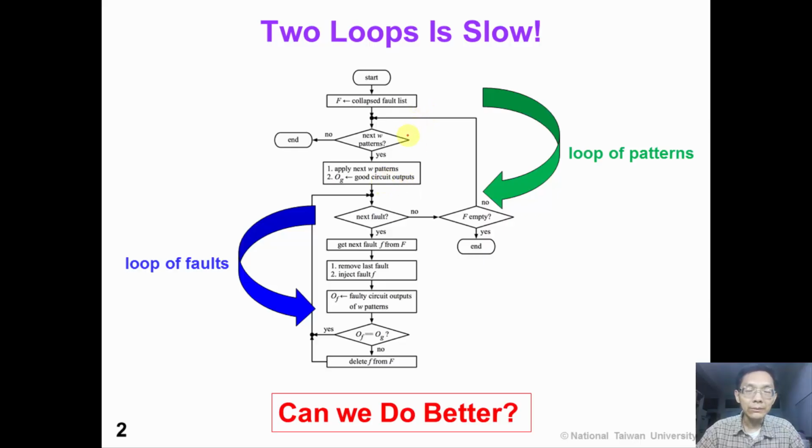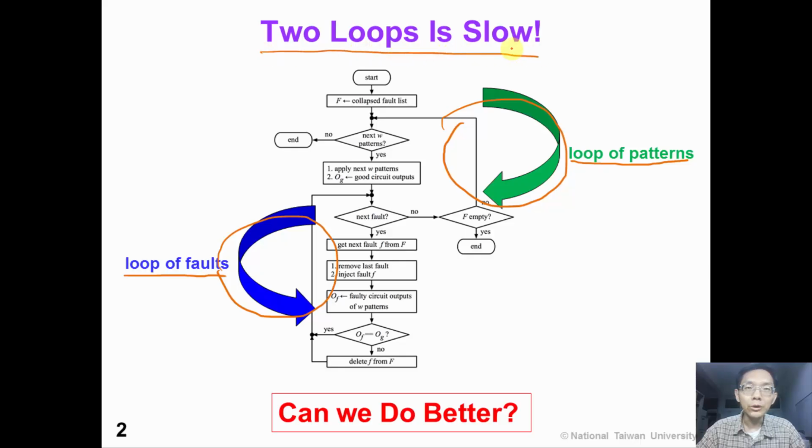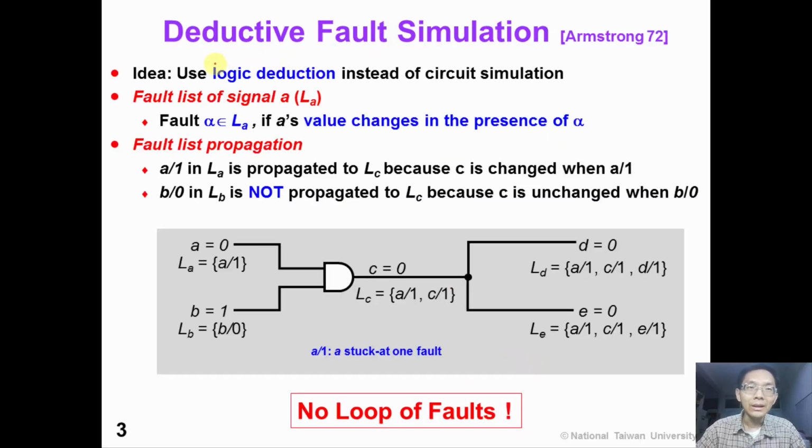In our previous video, we have shown this flow of fault simulation. It has two loops. There is a loop of faults and there is a loop of patterns. Because we have two levels of loops, fault simulation is very slow. Can we do better? The idea of deductive fault simulation is to use logic deduction instead of circuit simulation to speed up fault simulation.